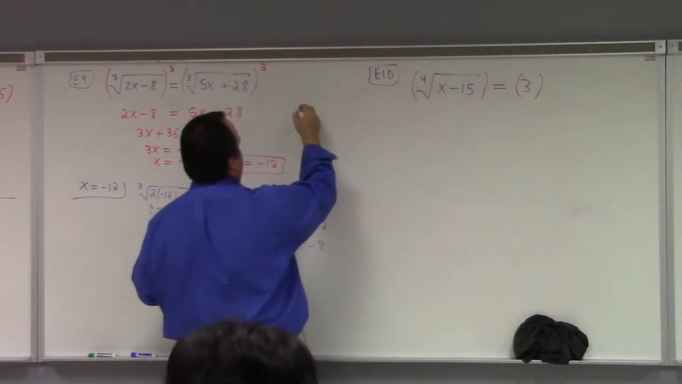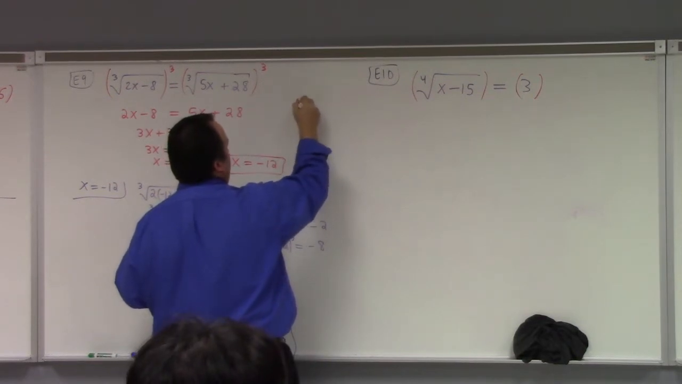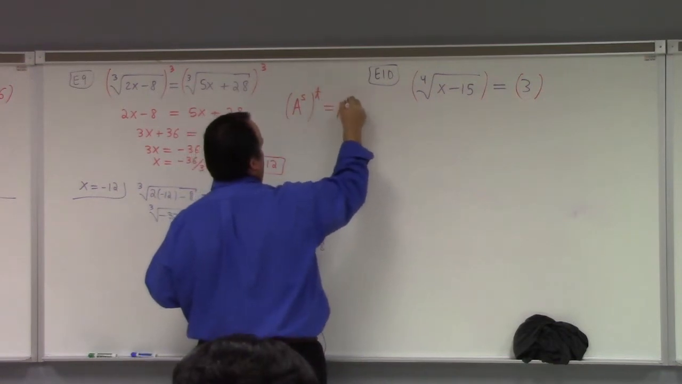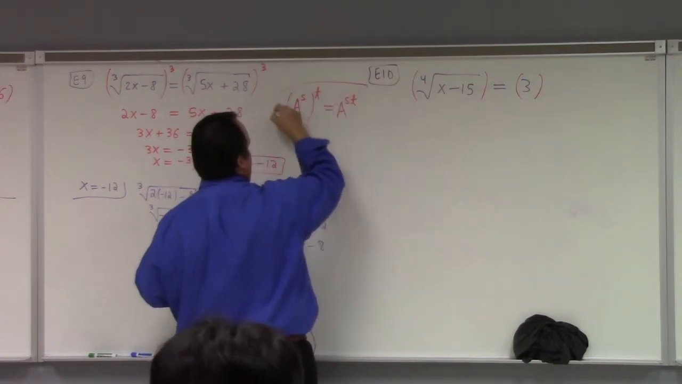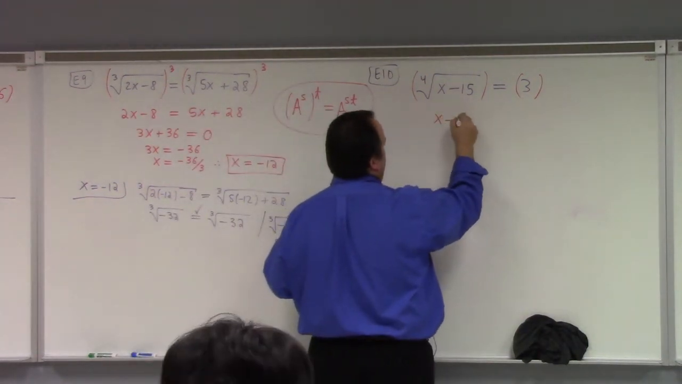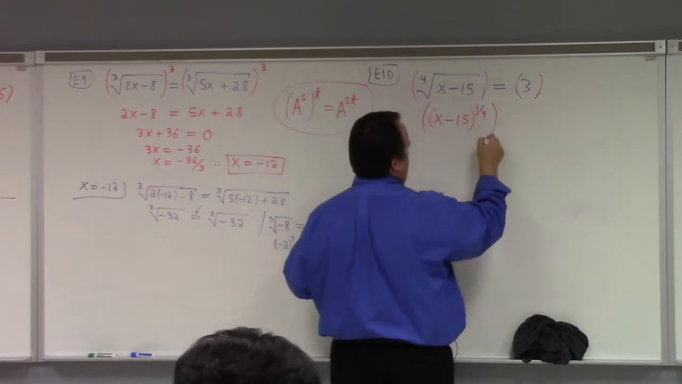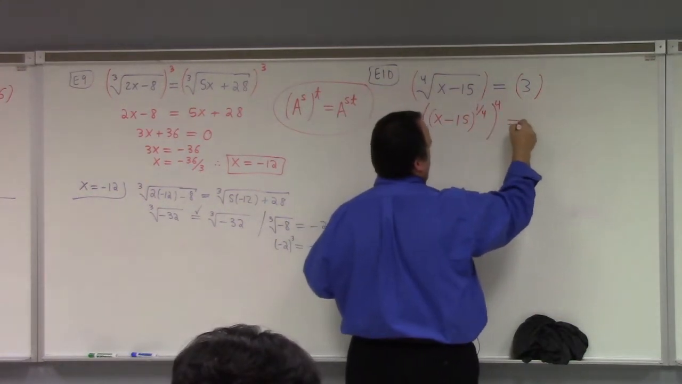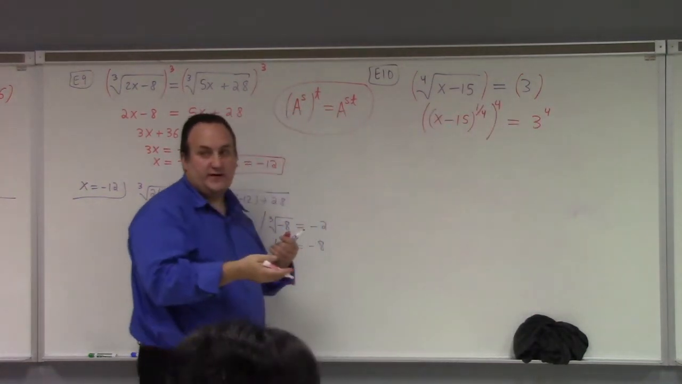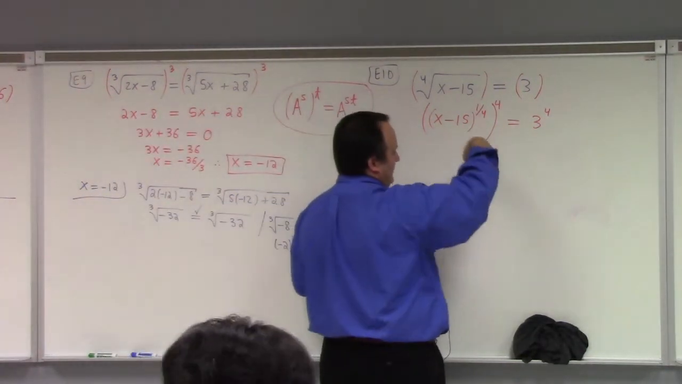So the thing I keep going back to, guys, is the algebra rule we're using: a to the s to the t power is a to the st. This is the law of algebra we're using. So here we have x minus 15 to the 1/4 power, and we're going to raise it to the 4th power, because 4 times 1/4 is just 1. So those cancel, by this rule.